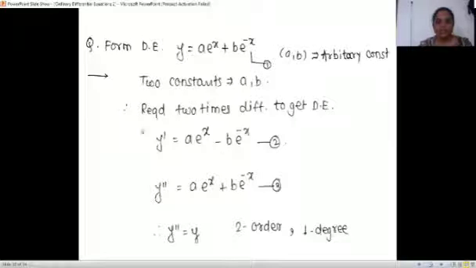Right? So differentiating 2 times. So the first derivative is a into e raised to x minus b into e raised to minus x. So one more derivative, y double dash is a into e raised to x plus b into e raised to minus x. But after taking the second derivative, this term is the same as y. Therefore, y double dash is equal to y. And this is the required differential equation where order is 2 and degree is 1.